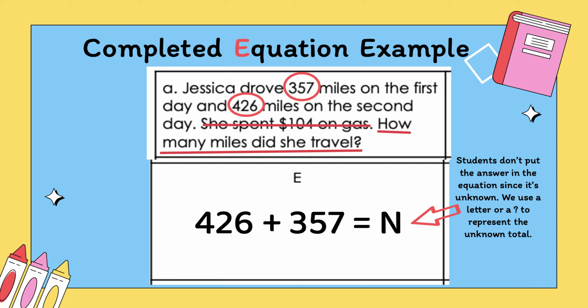In the E portion or equation, students write the equation needed to solve. The students don't put the answer since our word problem doesn't tell us. Since students have to solve to find the answer, it's the unknown quantity, so they use a letter or a question mark to represent it. I often have the students use a letter N because that's a letter that doesn't really get confused with other numbers. And then question marks are also helpful to use so that way it doesn't get confused with the number as well.